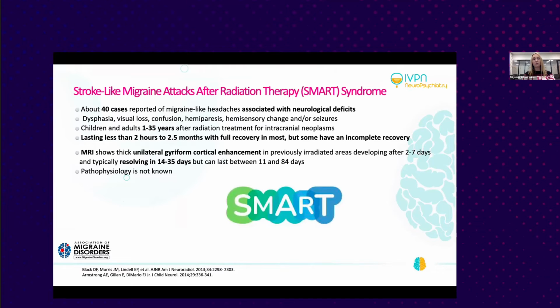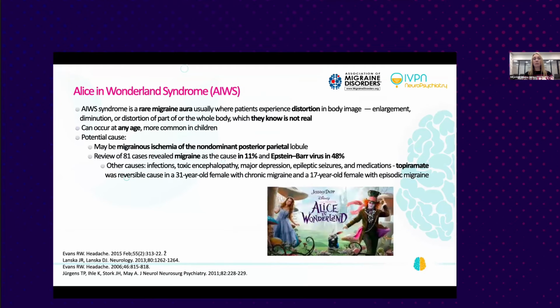Well, you should do an MRI, and then you will see a thick unilateral gyriform cortex enhancement that typically evolves over, shall we say, half a month to 1 month. We don't know the pathophysiology of it, but we label it as a SMART syndrome.